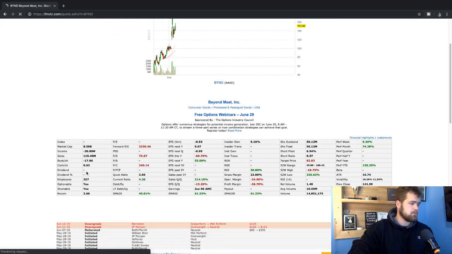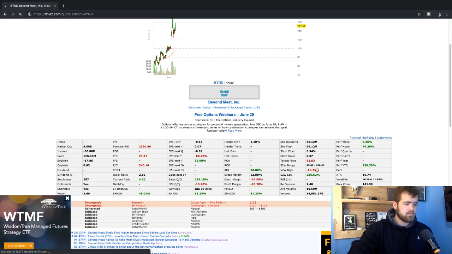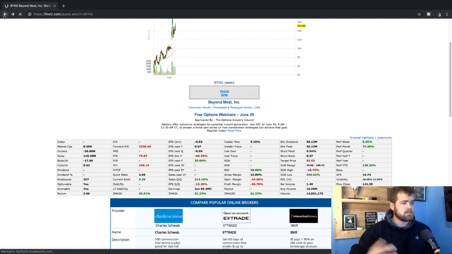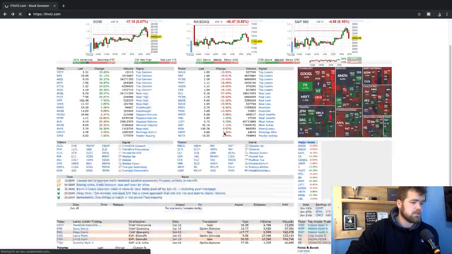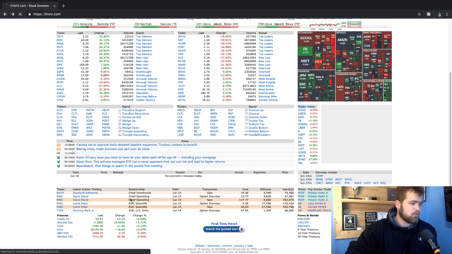Then as you move down, you have all this information that is available for you. So shares outstanding, all of this stuff that you guys can really look at, especially if you're a long-term investor. A lot of this stuff is going to be really insightful for when you trade. The next thing here, as we move down, is more like forex, bonds, futures, and I don't know really what all this stuff is here.